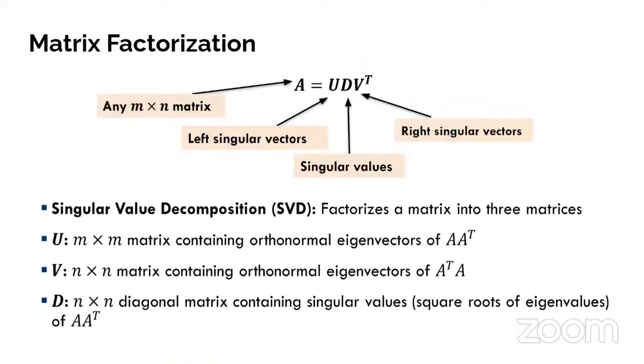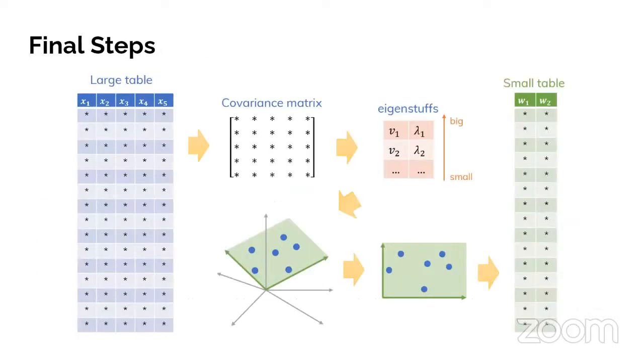This is a slide about matrix factorization. You don't need to worry about it. So what I want to do here is, you have a large table. I have 5 features. You calculate the covariance matrix. What will be the dimension of the covariance matrix? It will be 5 cross 5 because you want to calculate the variance between pairs of variables. So you'll have 25 values here.